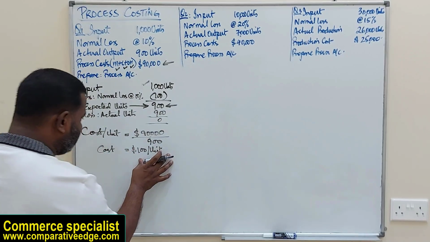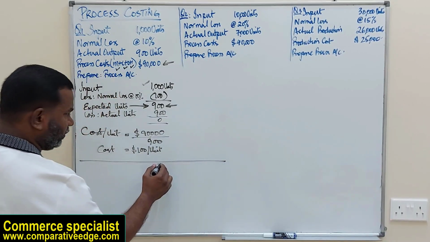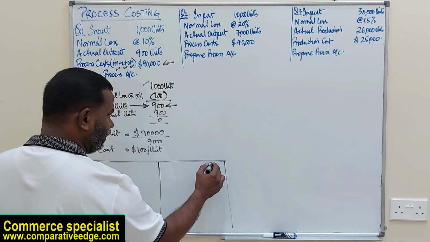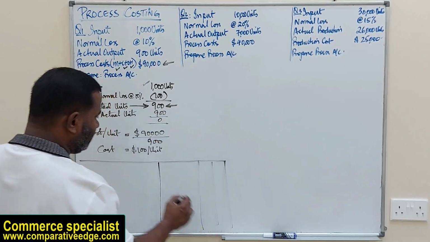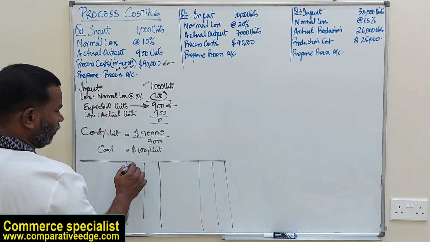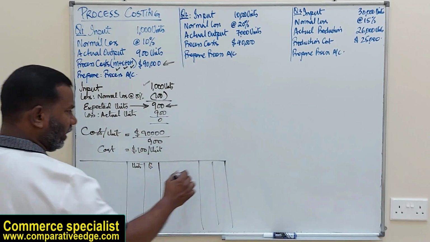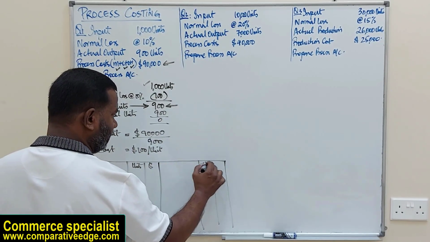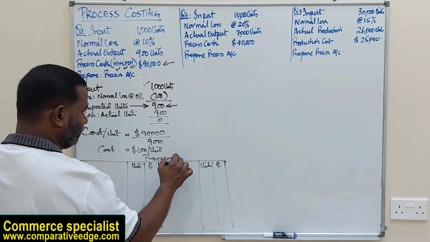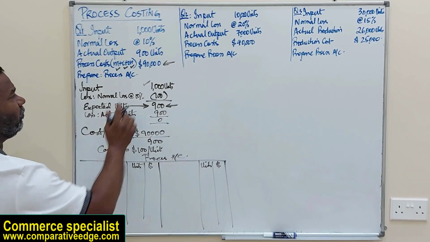Once you have the cost per unit, what you're supposed to do is prepare a process account. The process account is made in memorandum form, which means there will be 2 columns on the credit side, and 2 columns on the debit side. One column is for units, the other is for the amount. Here also units, and the other is for amounts. This is your process account. So you always start from the debit side with your input.